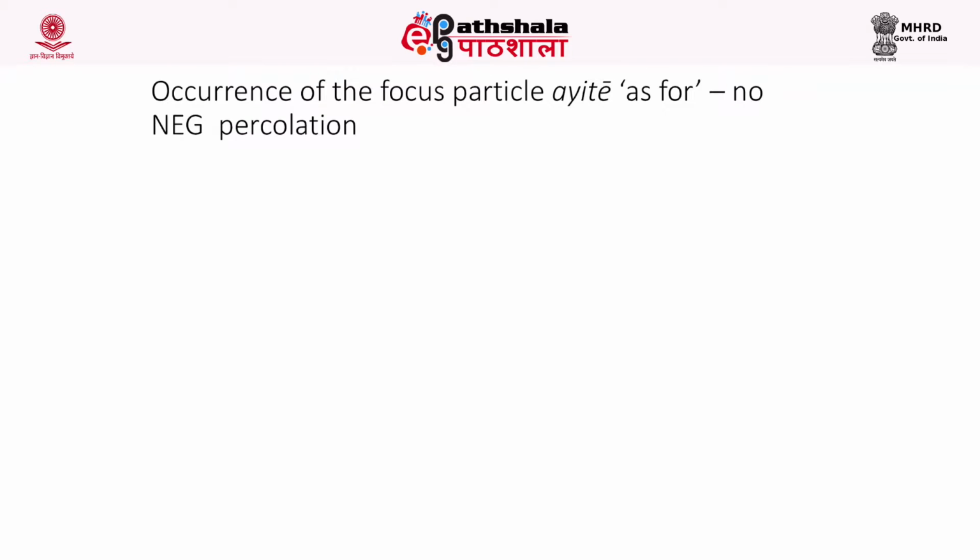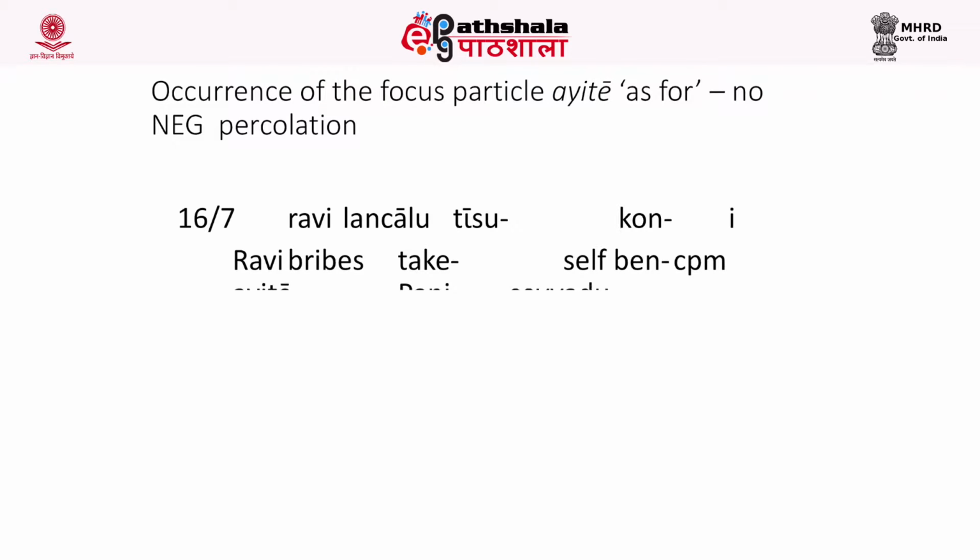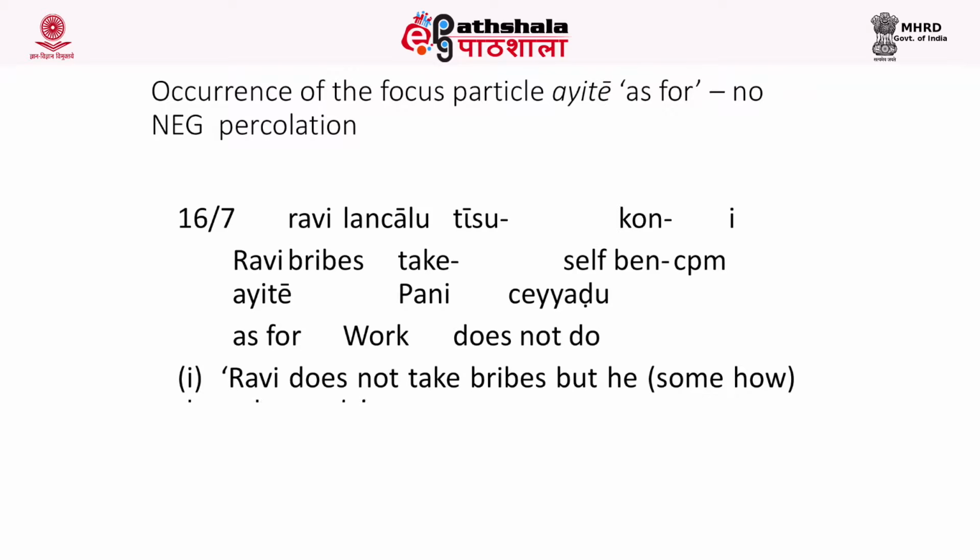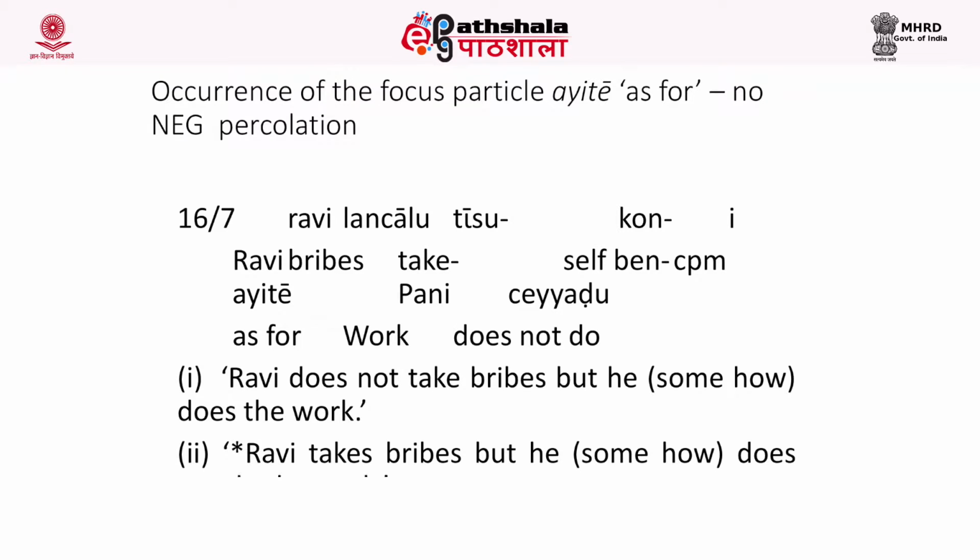Let us take another particle, aite, as for. Aite is a focus particle in Telugu. The occurrence of the focus particle aite does not block neg percolation. That is, if you have aite, as for, to the right of the conjunctive participle, then the neg which occurs in the higher clause goes down to the lower clause, and the lower clause, in spite of the occurrence of aite, as for, does not form a syntactic island.